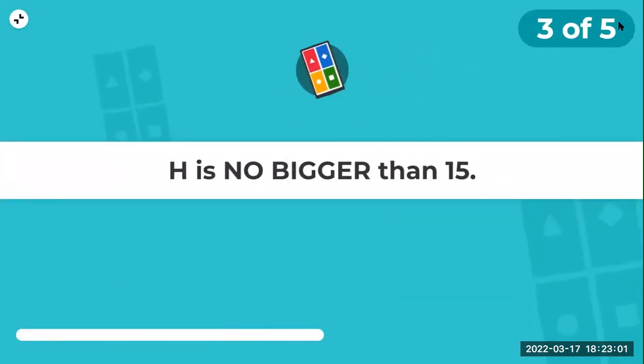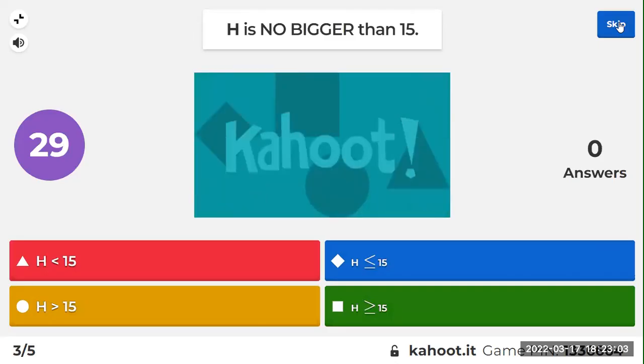So let's go forward again. H is no bigger than 15. So no bigger would mean that what? Is that the smallest value you can take, or is that the biggest value you can take?